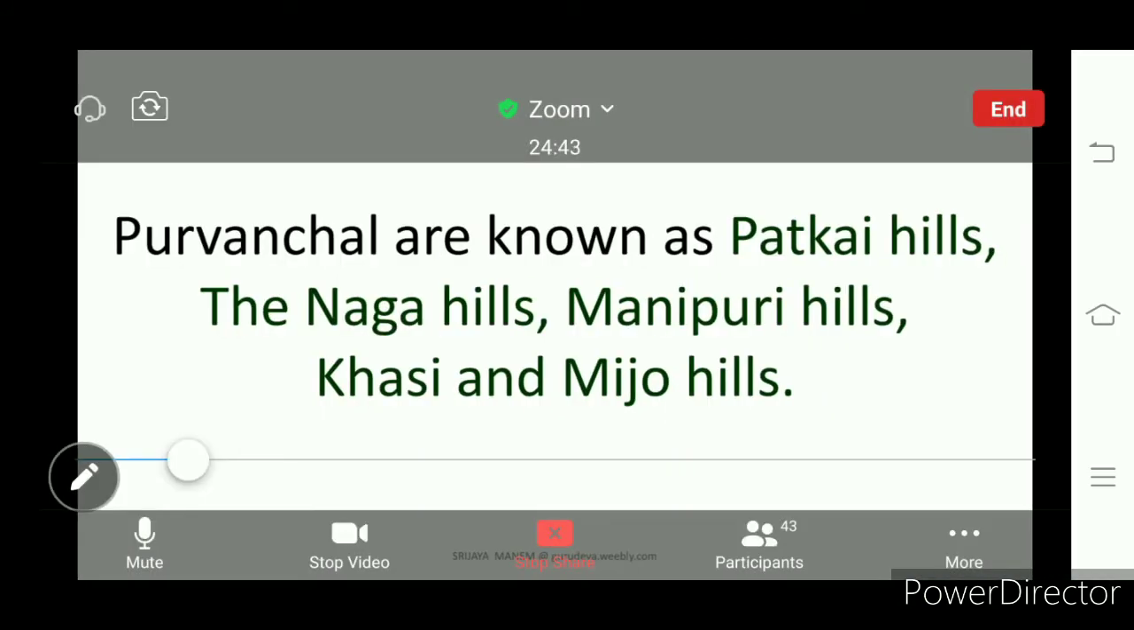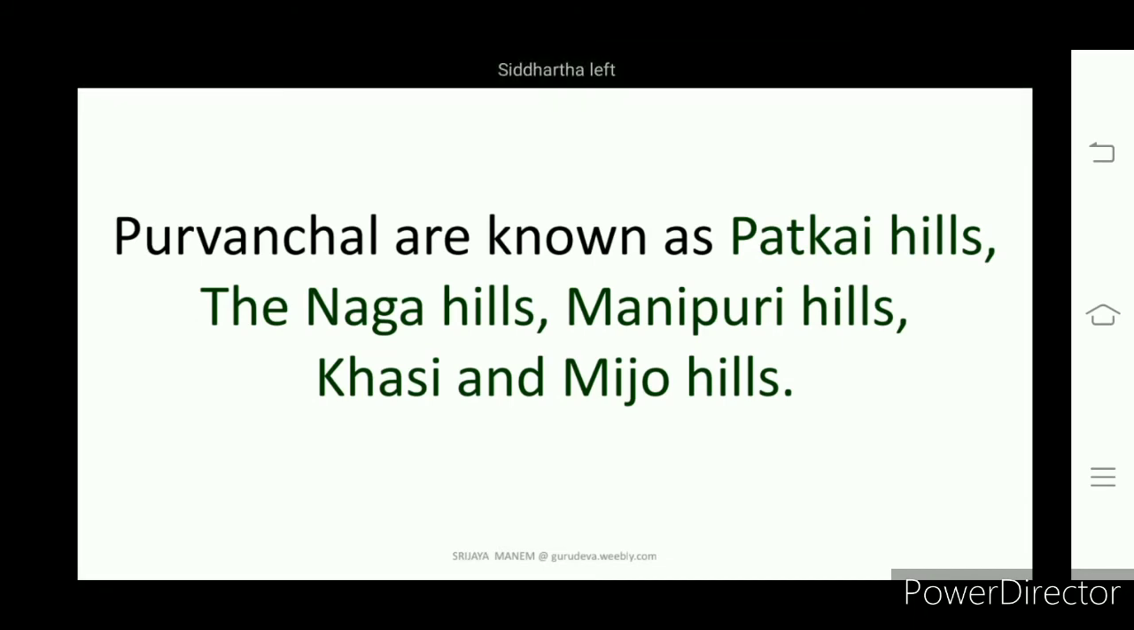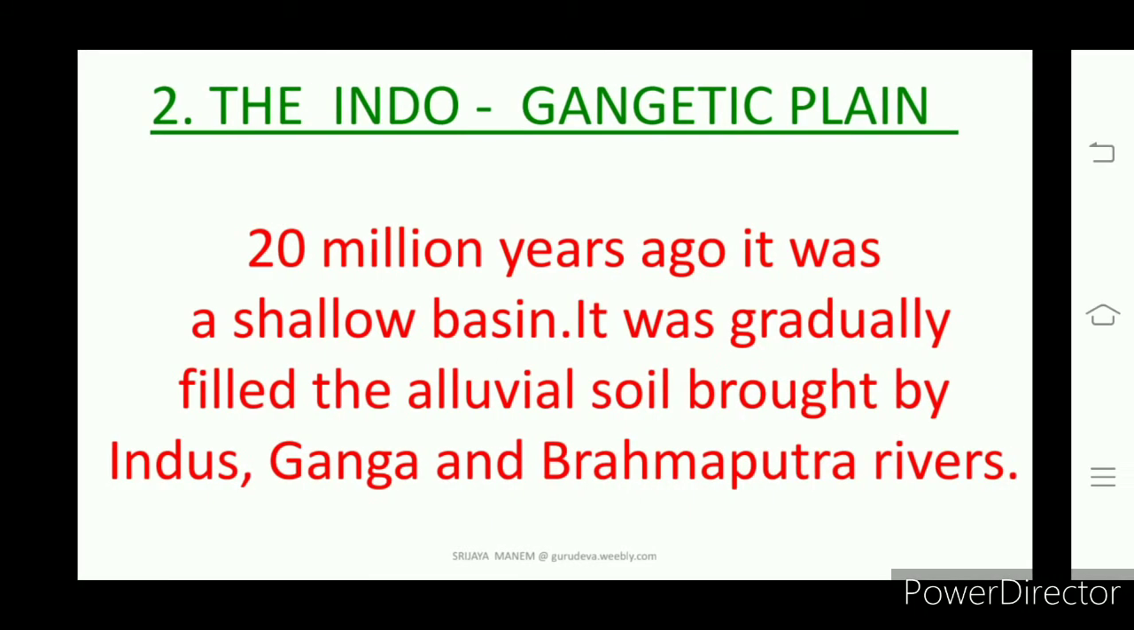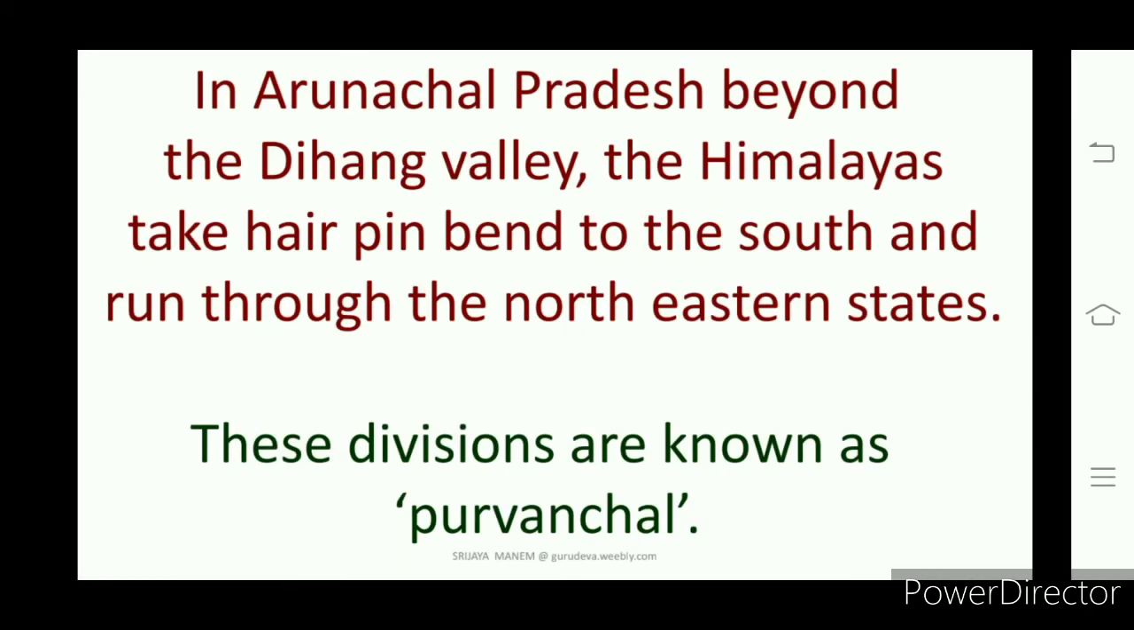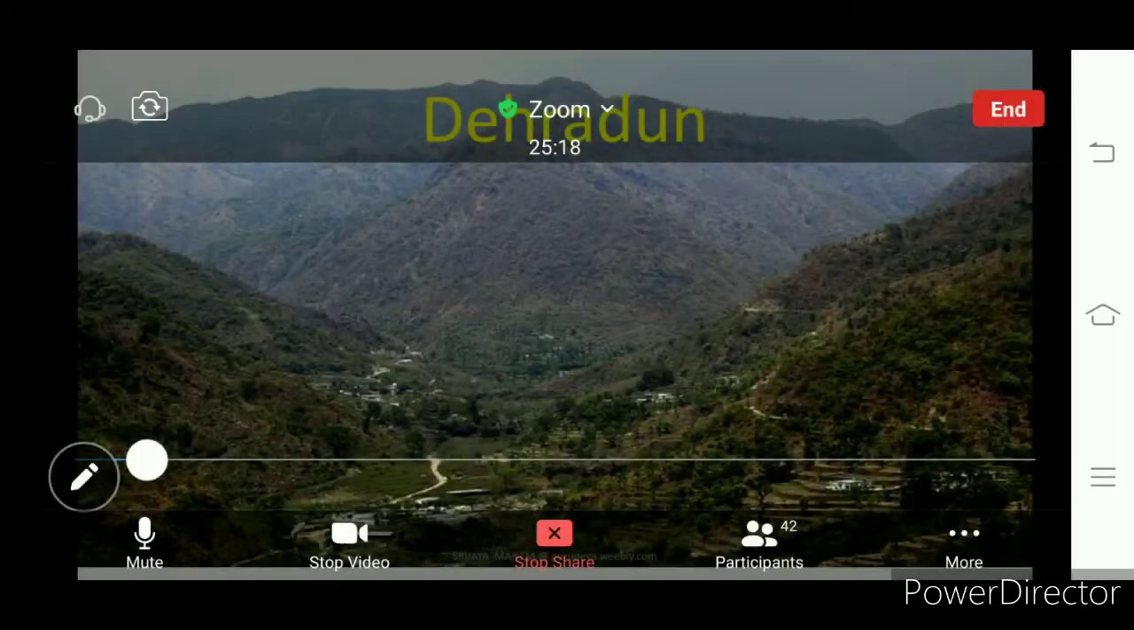So Purvanchals, see, Patkai Hills, Naga Hills, Manipuri Hills in Manipur, Mizo Hills in Mizoram, Khasi Hills in Meghalaya instead. So these are the different names given to that one. Okay, so here it is about the Purvanchals. So the last part of the Himalayas, we have discussed the Shivalik range and that thing. Let us see what is the importance of the Himalayas instead.